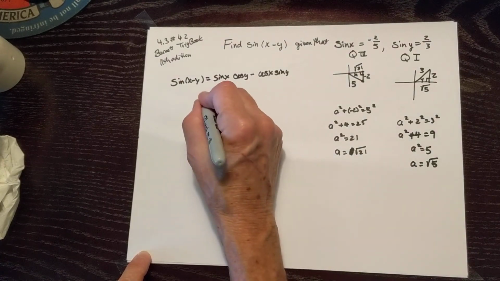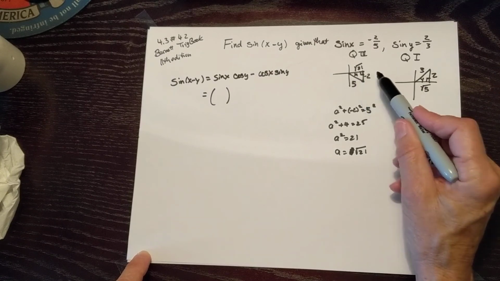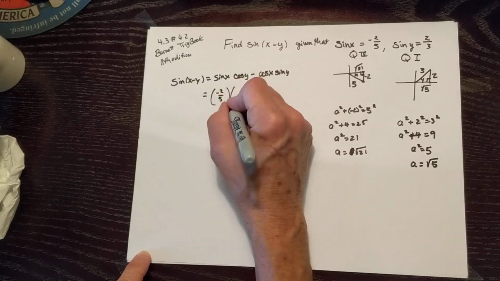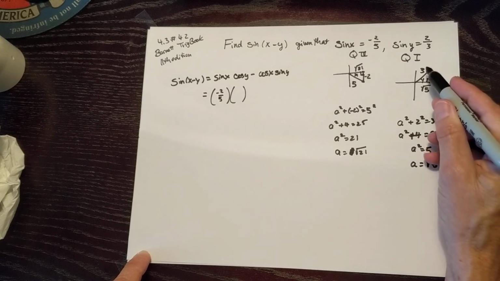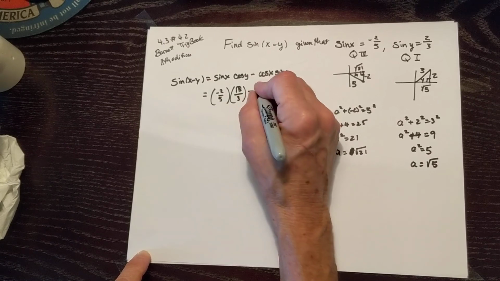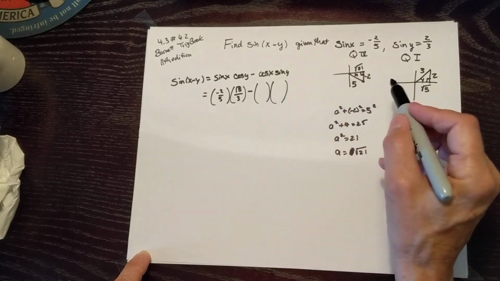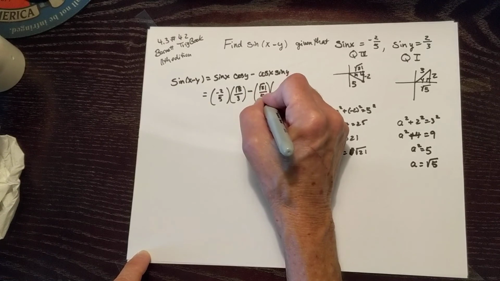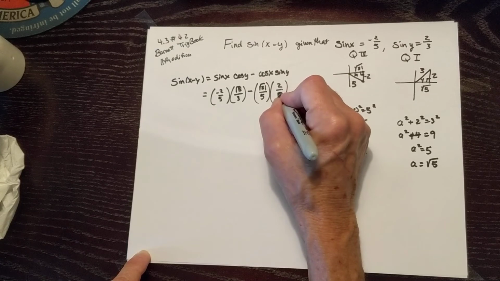Now we're going to go over here and say, well, what is the sine of x defined to be? Here is my angle x. Sine is opposite over hypotenuse, negative 2 over 5. The cosine of y, right here is y, is adjacent over hypotenuse, or the square root of 5 over 3. Minus, by formula, the cosine of x times the sine of y. The cosine of x is adjacent over hypotenuse, the square root of 21 over 5. The sine of y is opposite over hypotenuse, 2 over 3.